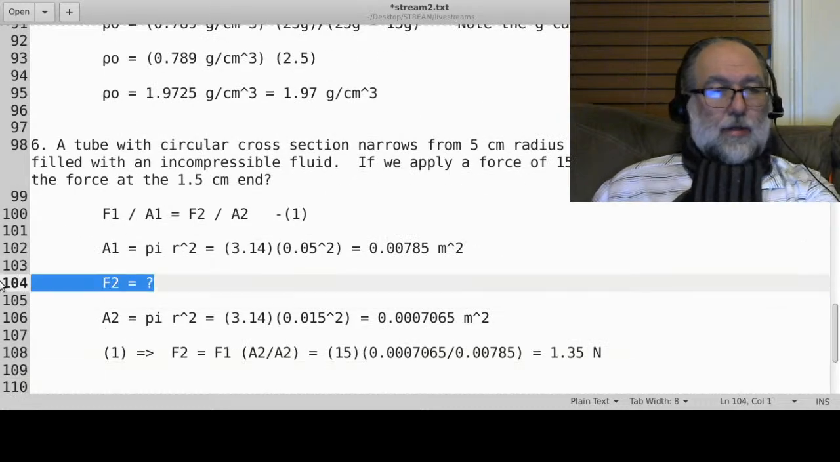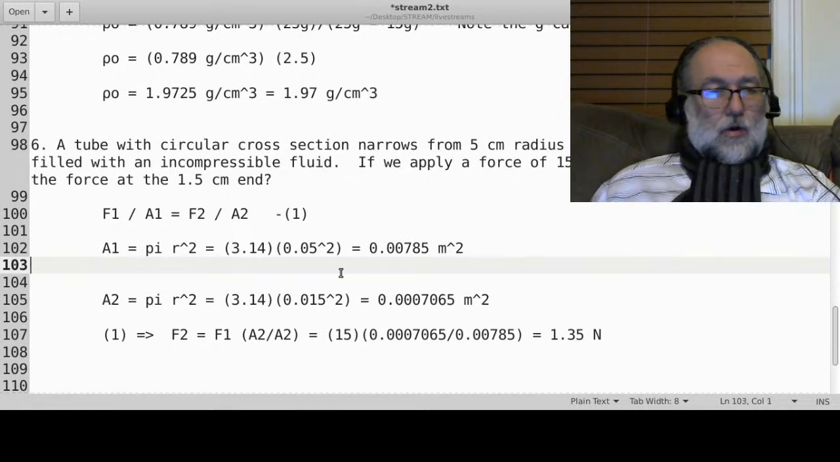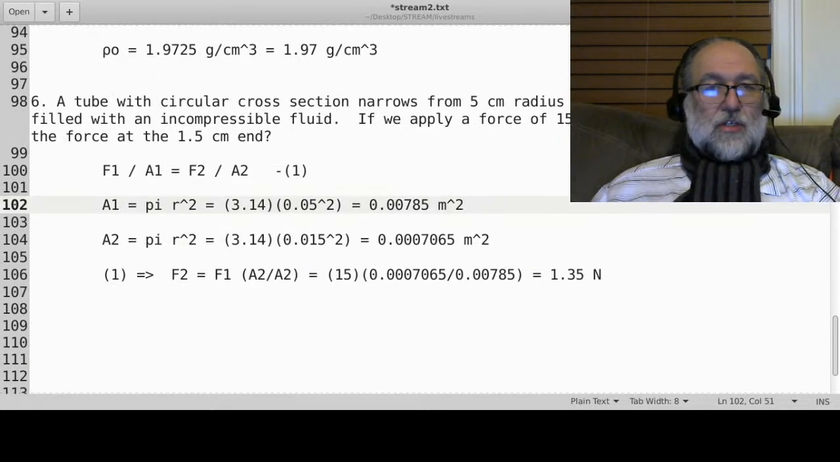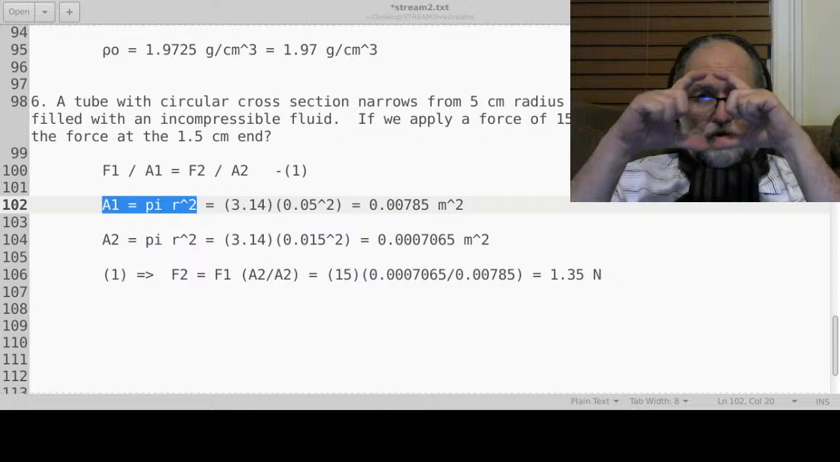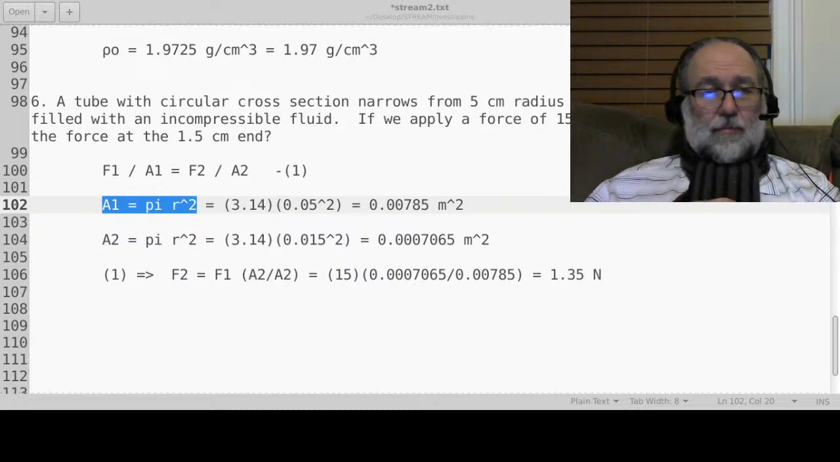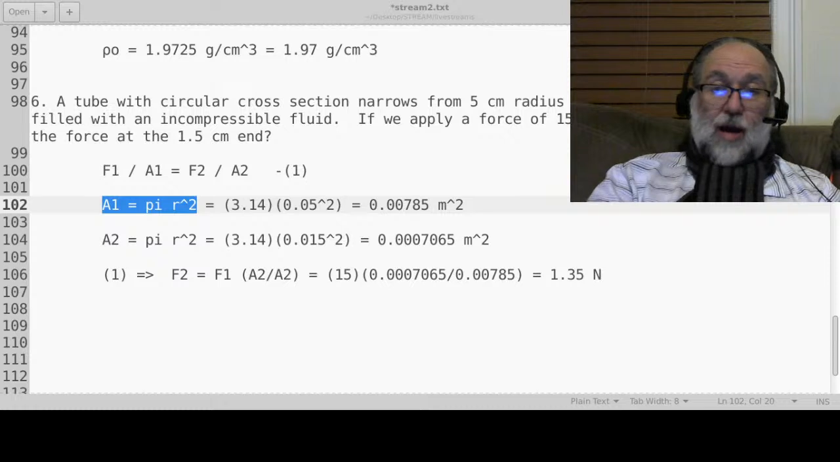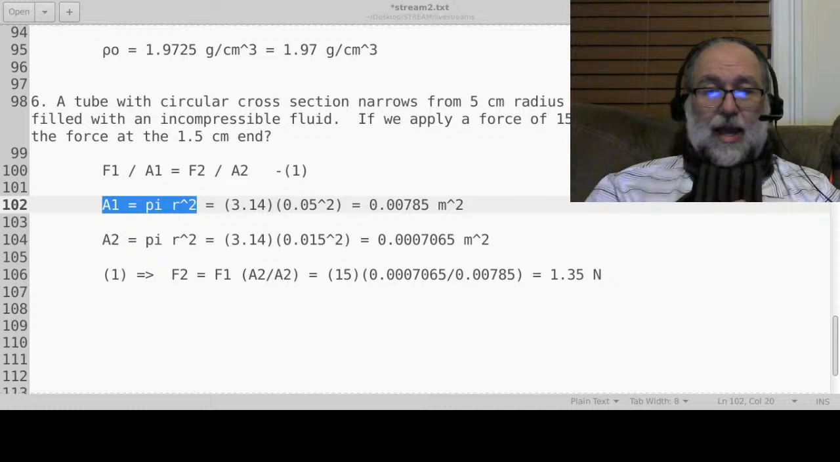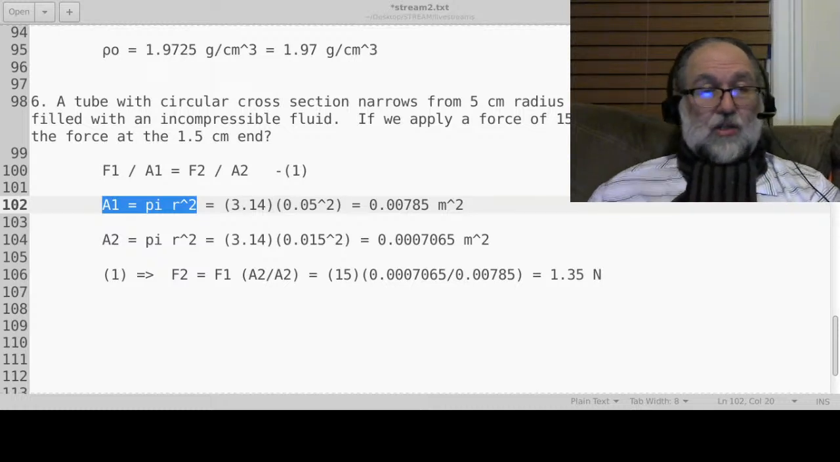All right, so let's get rid of that for now. Let's do the areas first. Okay, so we have A1, and the way you calculate the area of a circular cross section is pi r squared. If it's rectangular, like in my first problem, which was that aluminum bar, it's just length times width. But if it's a circle, it's pi r squared.